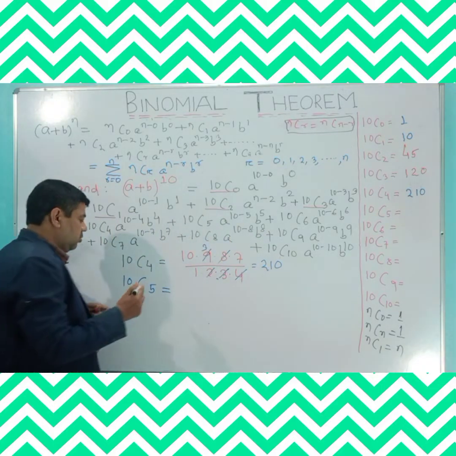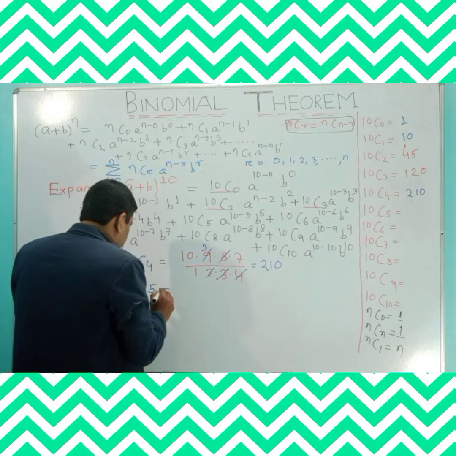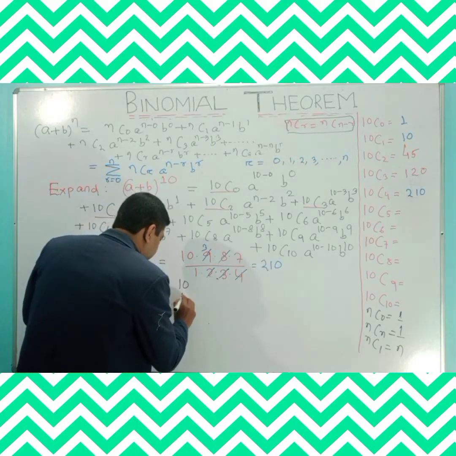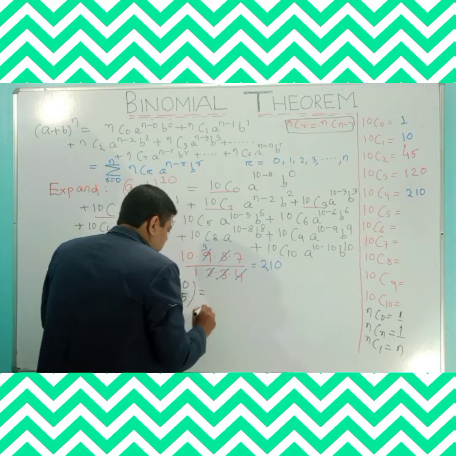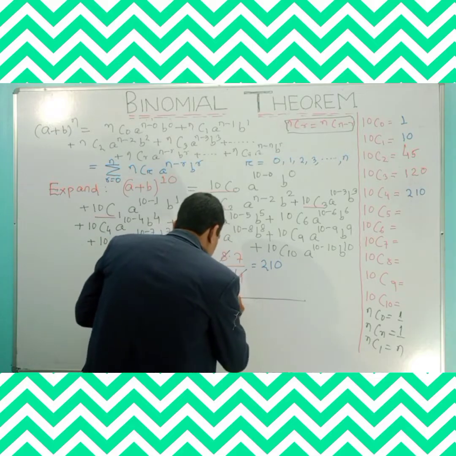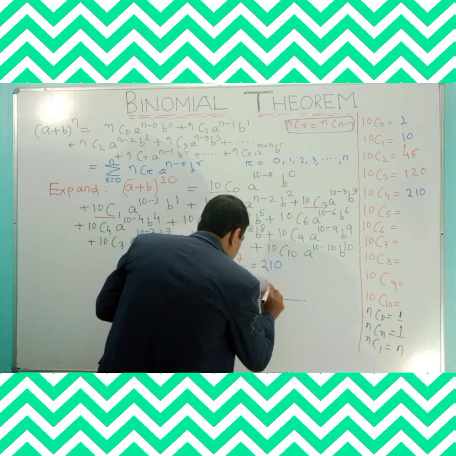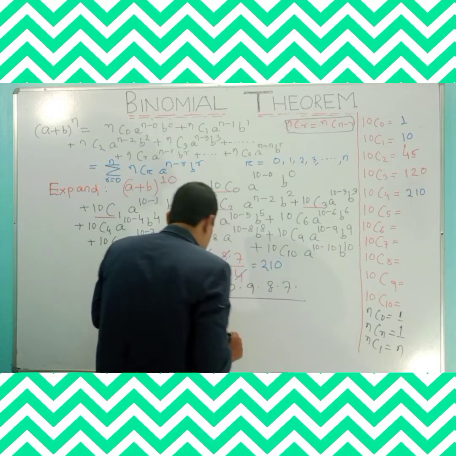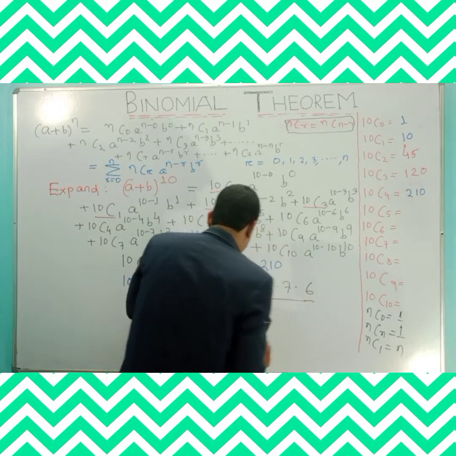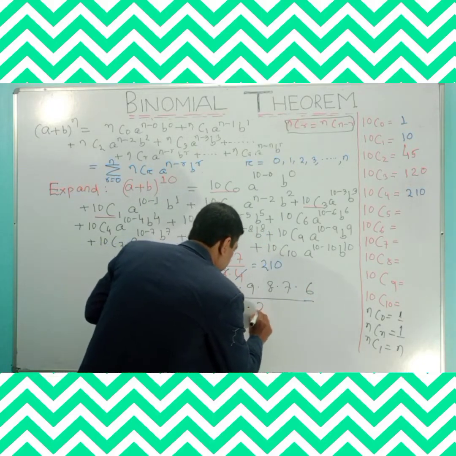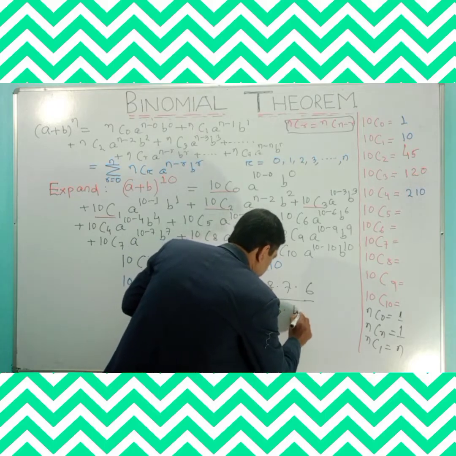10 for 5, we can write 10C5, also in that manner. Here 10 multiply: 10 into 9 into 8 into 7 into 6, 5 times, 5 factors. Here 1 into 2 into 3 into 4 into 5.